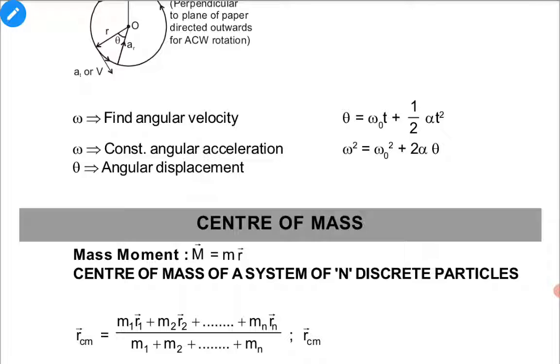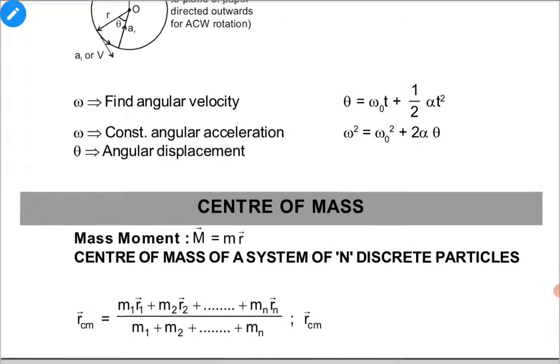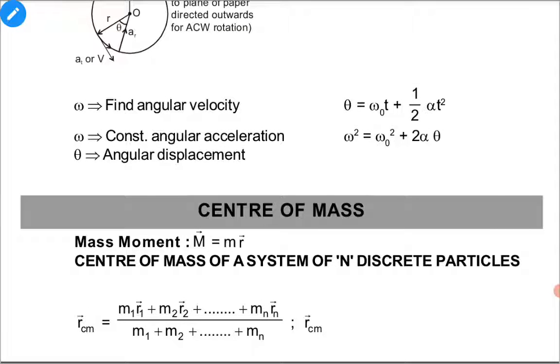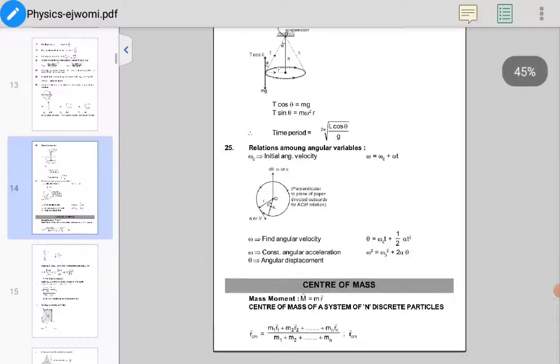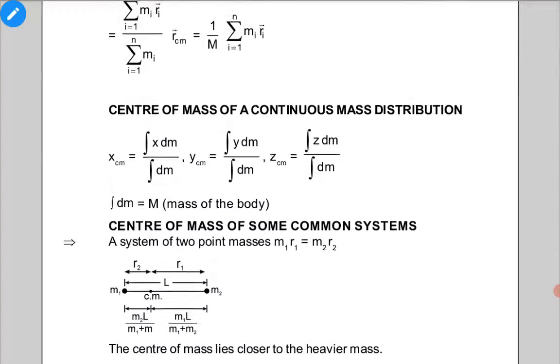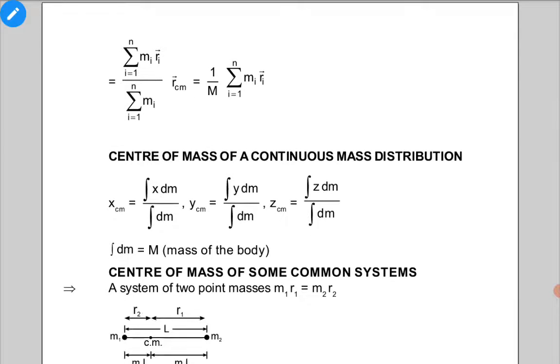Center of mass of a system of n discrete particles. R center of mass equals m1 r1 plus m2 r2 plus up to mn rn upon m1 plus m2 plus up to mn. That is equal to summation of all the m_i r_i upon summation of all the masses. Therefore we can write r center of mass equals 1 by m into summation of m_i r_i.